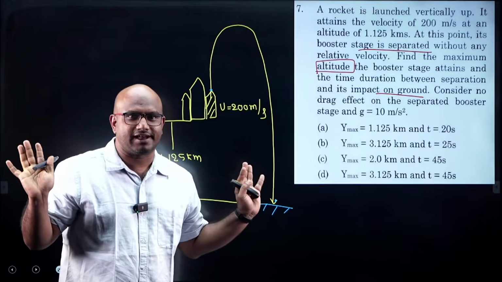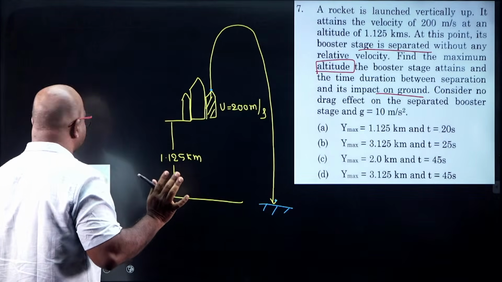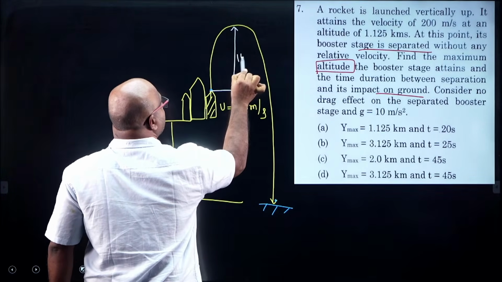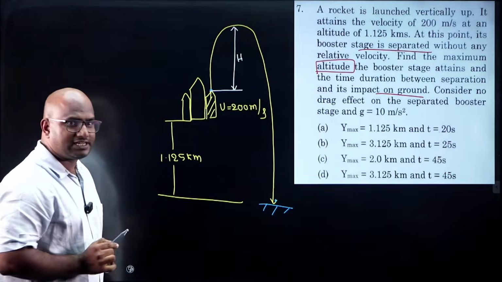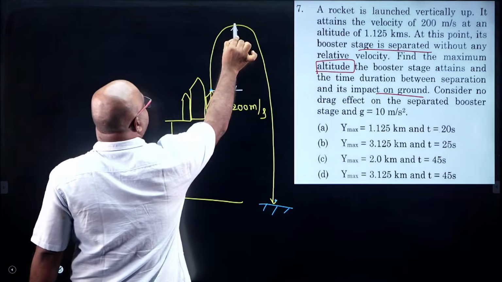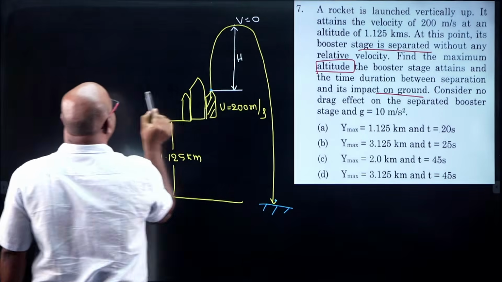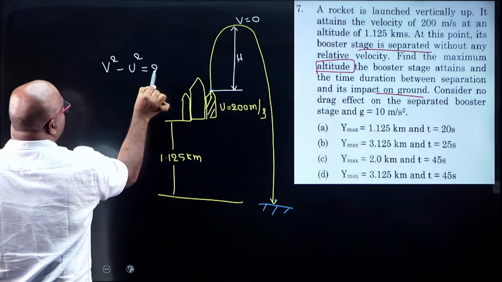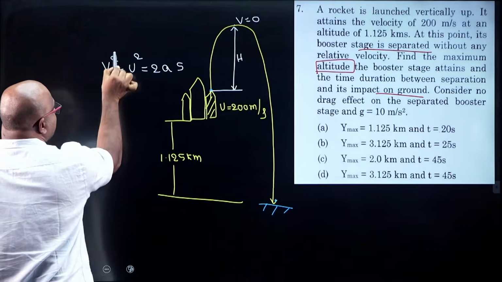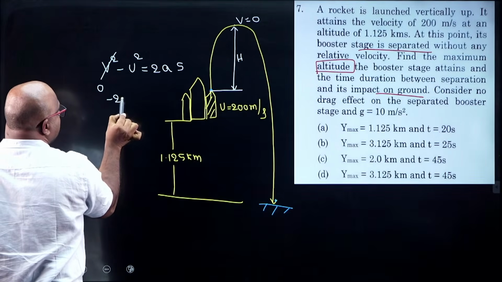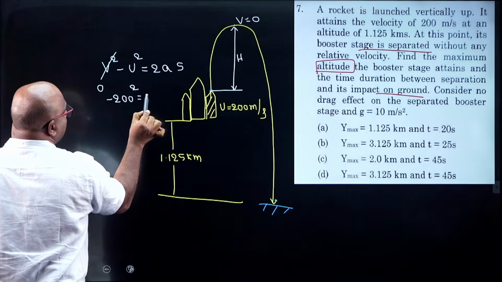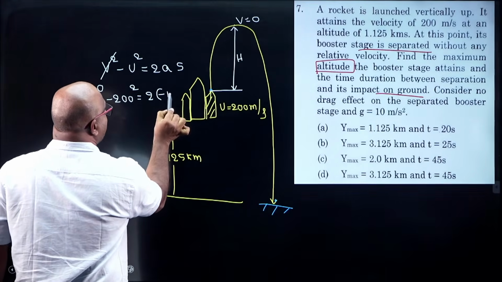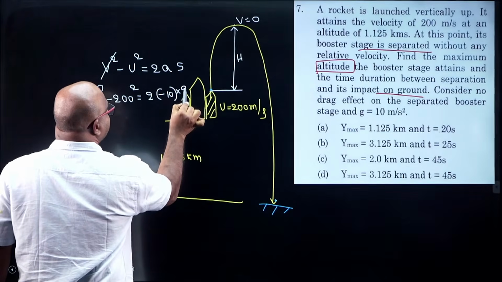Direct to the Suvat equations, guys. First, how much height can it go? At the maximum height, velocity equals 0. So v squared minus u squared equals 2as. Here final velocity equals 0, initial velocity is 200, so 200 squared equals 2 into acceleration. It is going in the upward direction, so acceleration is minus g, minus 10, into displacement s.